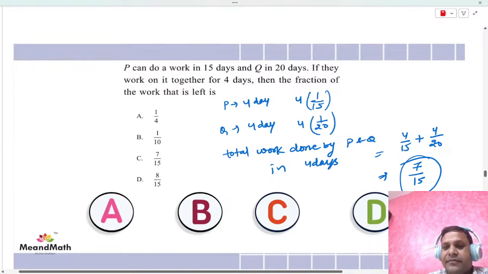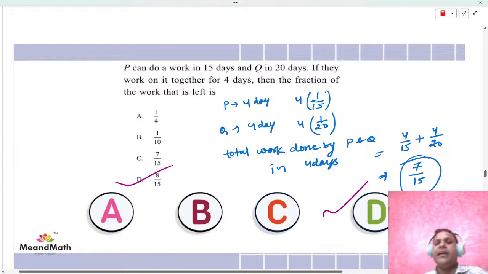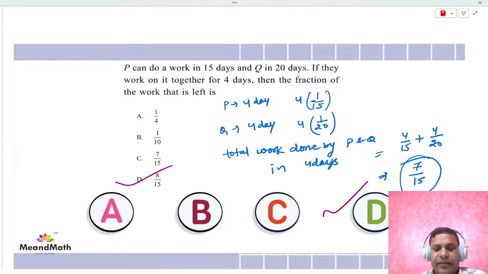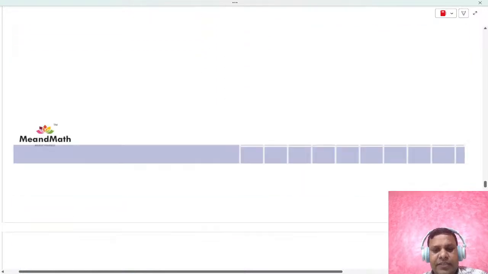So remaining is 1 minus 7 upon 15, which is equal to 8 upon 15. The answer is 8 upon 15. The remaining work is 8 upon 15. Very easy, no need to worry about it. You can do it. So next.